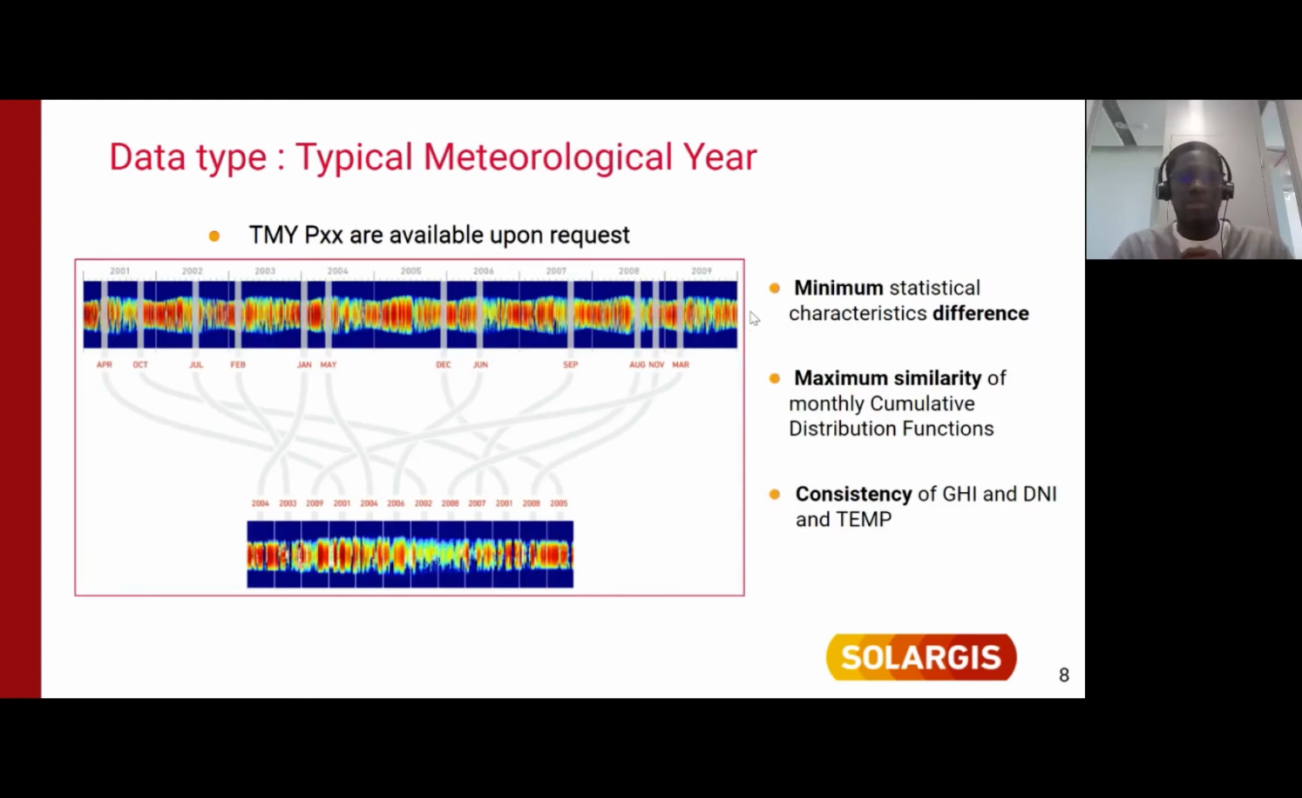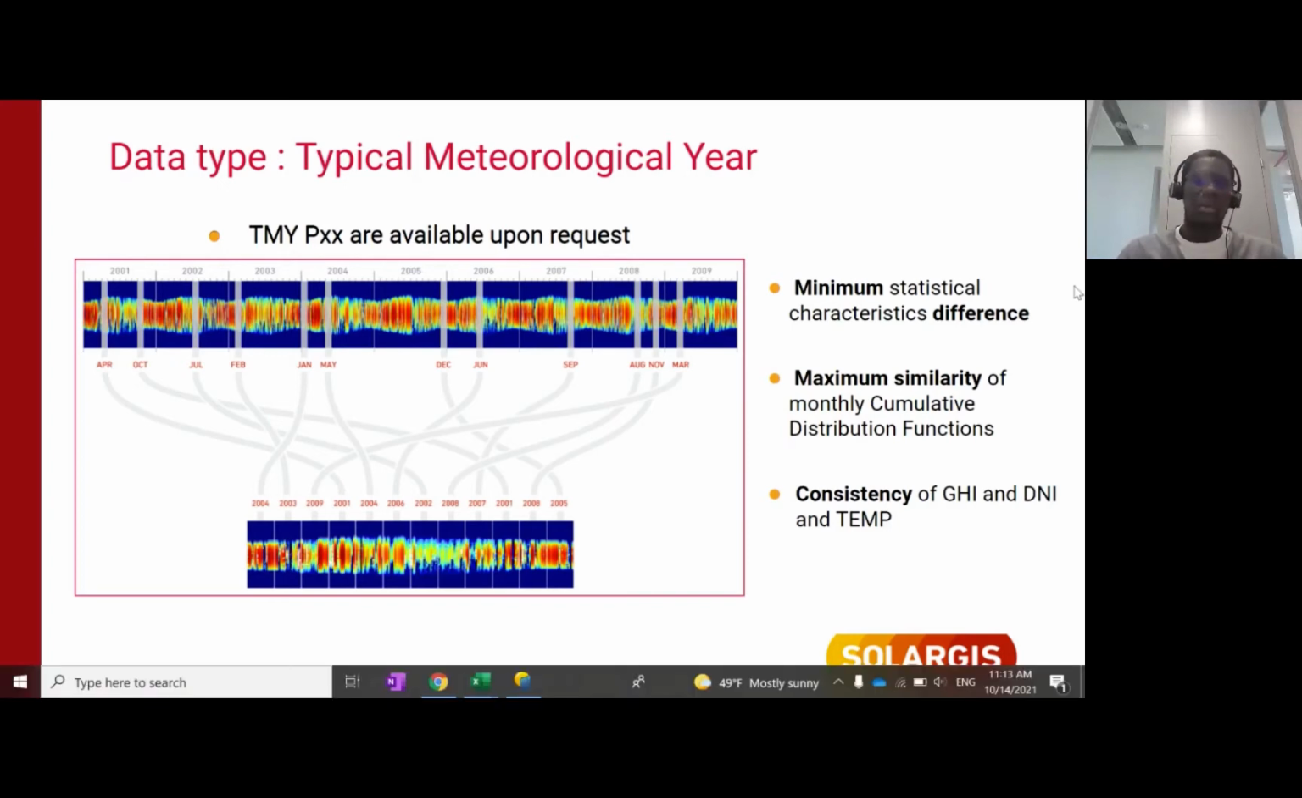Now let's talk about typical meteorological year data. As you know, typical meteorological year data are widely used for project development. So we wanted to explain how we calculate our TMYs. Solargis TMY data are calculated using time series data. What we do is use the most representative months from the time series and concatenate them into one year of data, which we call TMY. If you look at this picture, you can see that we calculated TMY data using monthly data from the available time series. For example, we use January from year 2004, and we use February from year 2003.